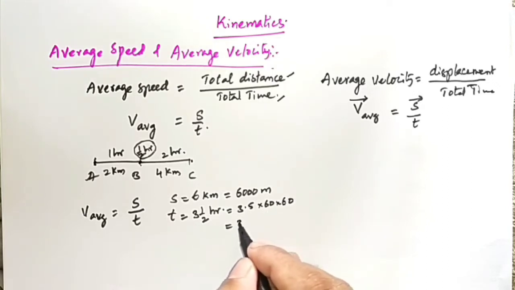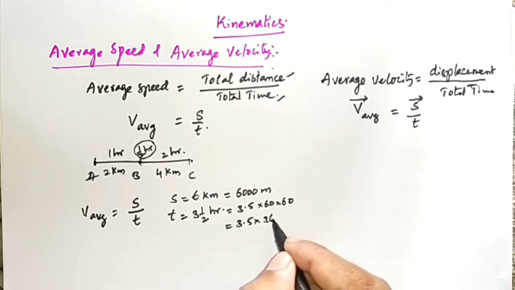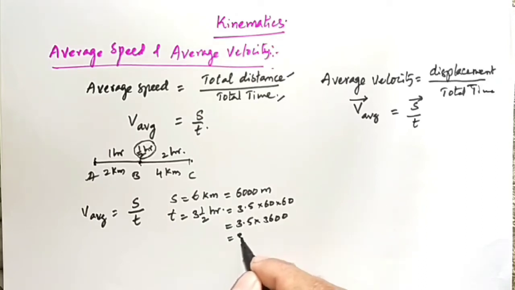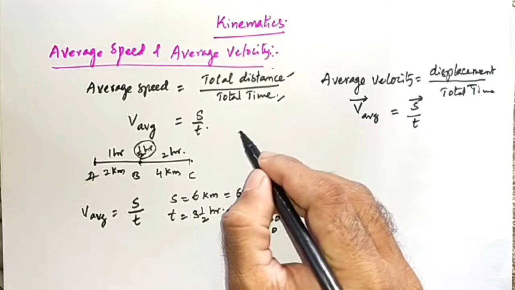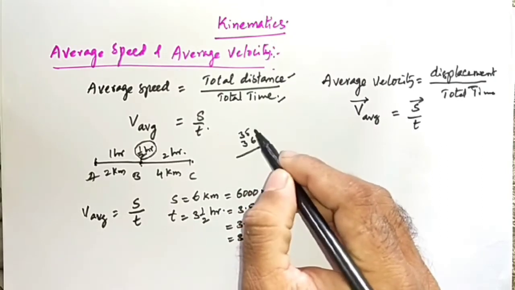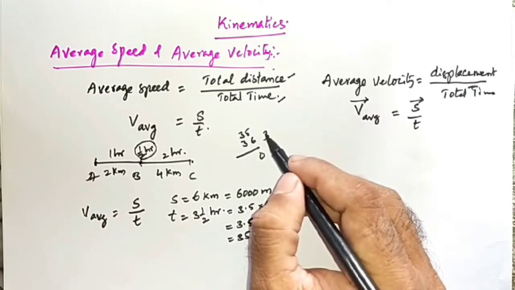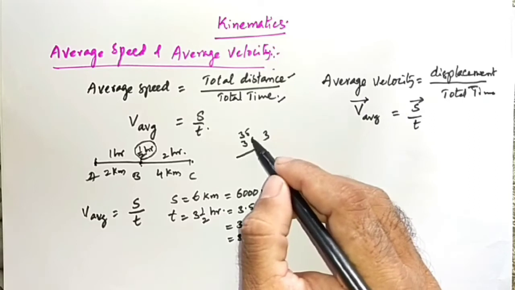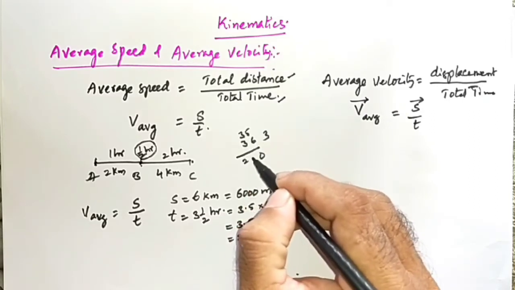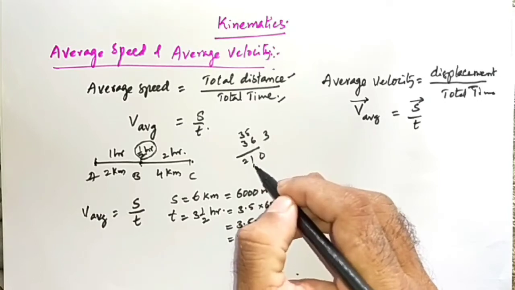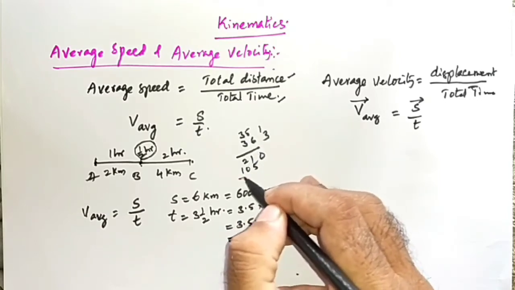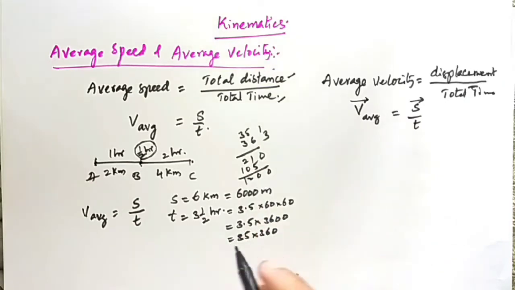Okay, this is 3.5 into 3600, right? I can write this as 35 into 360. No, let us calculate this. 35 into 36... 6 5s are 30, 6 3s are 18 plus 3 is 21, 3 5s are 15, 3 3s are 9, that is 1260, and one more 0. These many seconds, right?